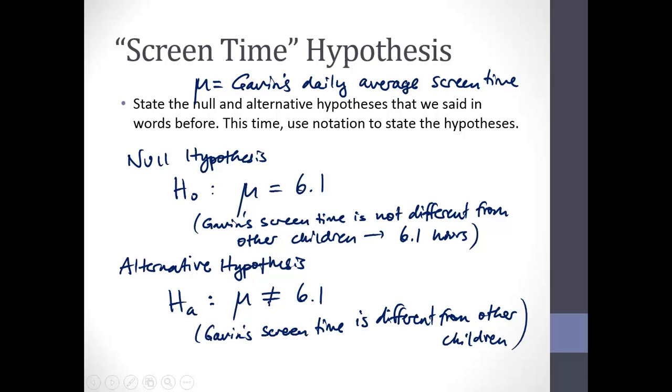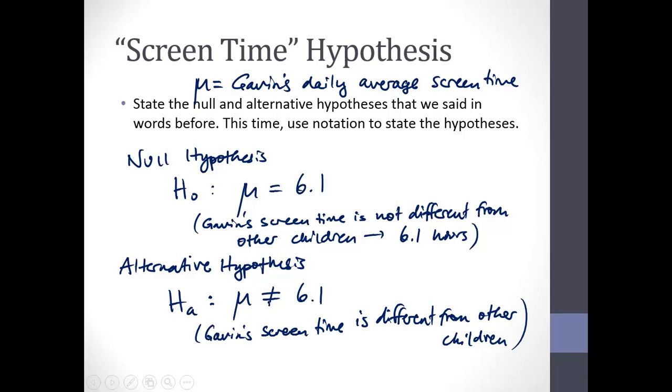So our null hypothesis says that average screen time is the same, it's not different from other children, so it's actually equal to 6.1, which was information that we had from a study where we tested a bunch of other children. And our alternative hypothesis again says that his daily screen time is actually different from other children, so it's not equal to that 6.1 that we found from our study.